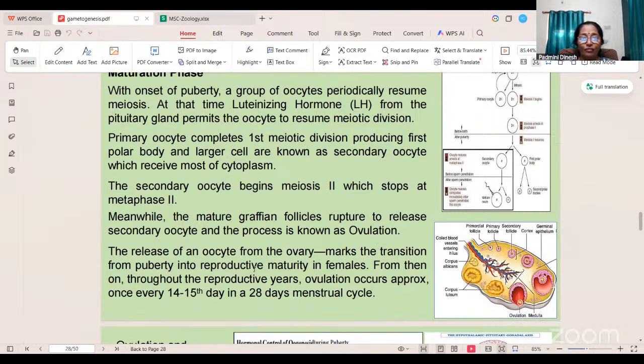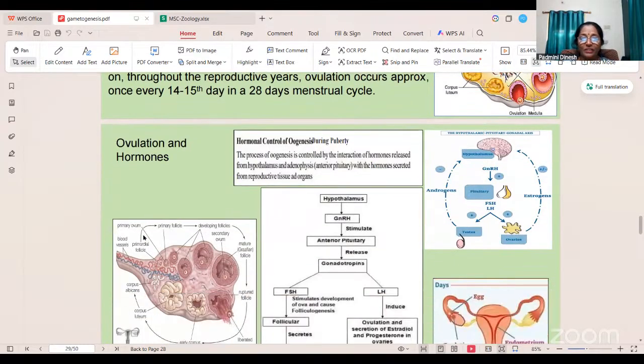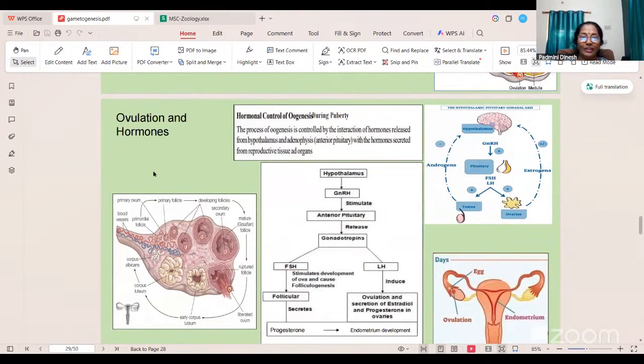The release of the oocyte from the ovary marks the transition from puberty to reproductive maturity in females, and throughout the reproductive years, ovulation occurs approximately every 14th to 15th day. In a 28-day menstrual cycle, ovulation occurs on the 14th or 15th day. If the released ovum is fertilized, there is no menstrual cycle in the next cycle. If the egg is not fertilized, it is removed out of the uterus and the 28-day menstrual cycle resumes. So this is ovulation and the hormones.